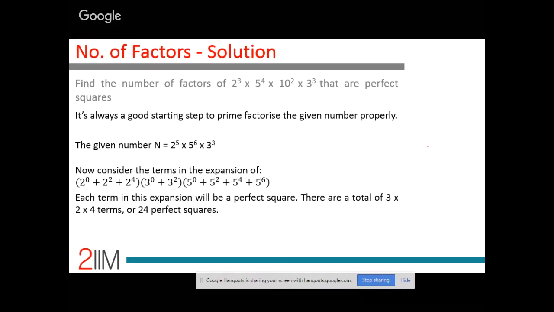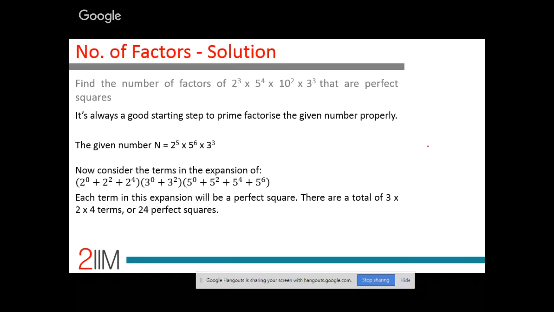We're going to discuss this one. 2 cube into 5 power 4 into 10 square into 3 cube, when simplified, becomes 2 power 5 into 5 power 6 into 3 cube. So we want perfect square factors of this number. Any factor of this number will be of the form 2 power a into 5 power b into 3 power c. Now we know that a, b, c have to be even numbers.